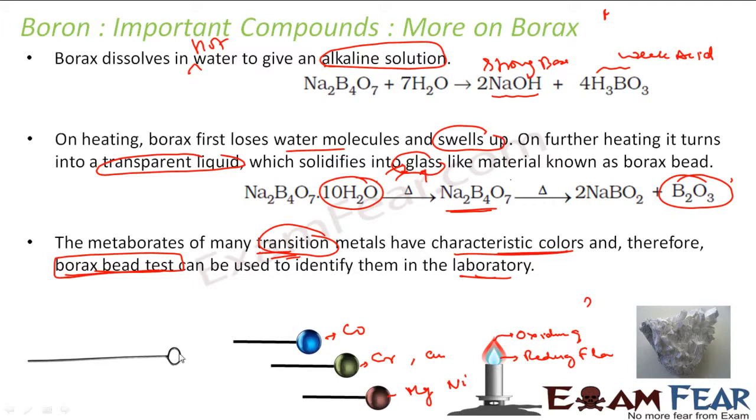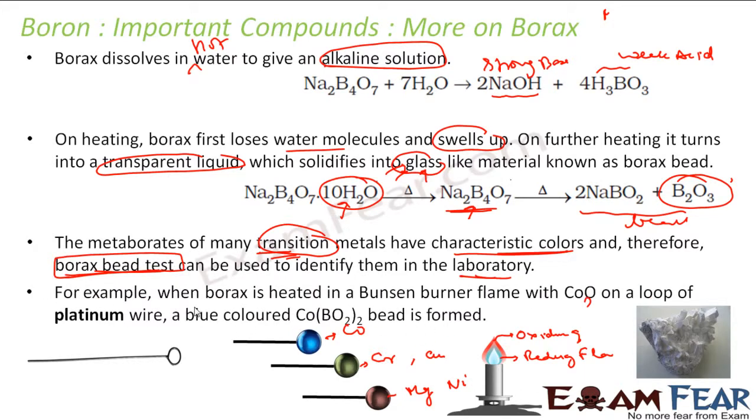This is the platinum wire. You first add the borax, you heat it, the water is gone, and you further heat it to get this bead. Then with this bead you add some metal which you want to test, to identify the metal, and heat again in the oxidizing flame. You get different colors, and with that you can identify it. For example, you add some cobalt to this loop, and when you heat it in the oxidizing flame, cobalt gives what? Blue color.